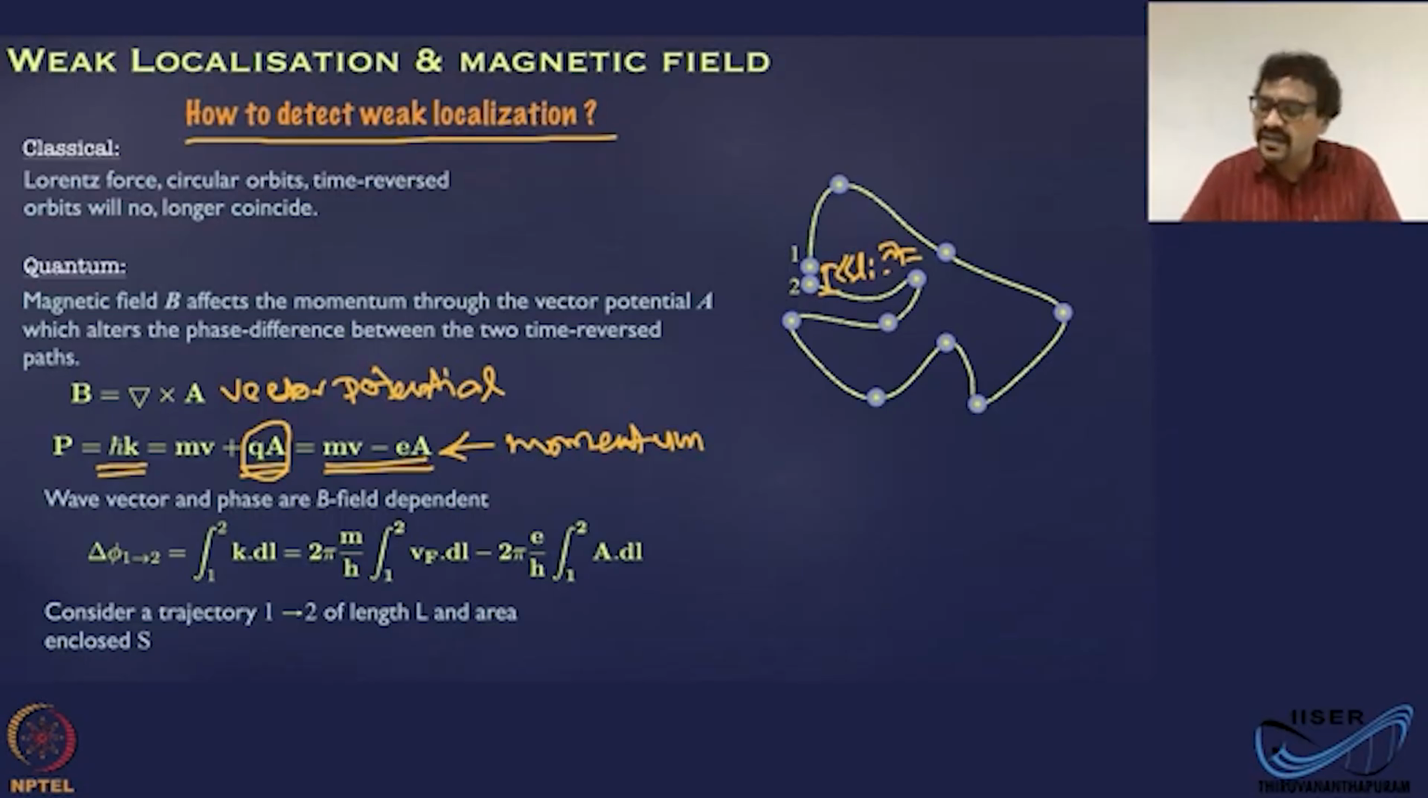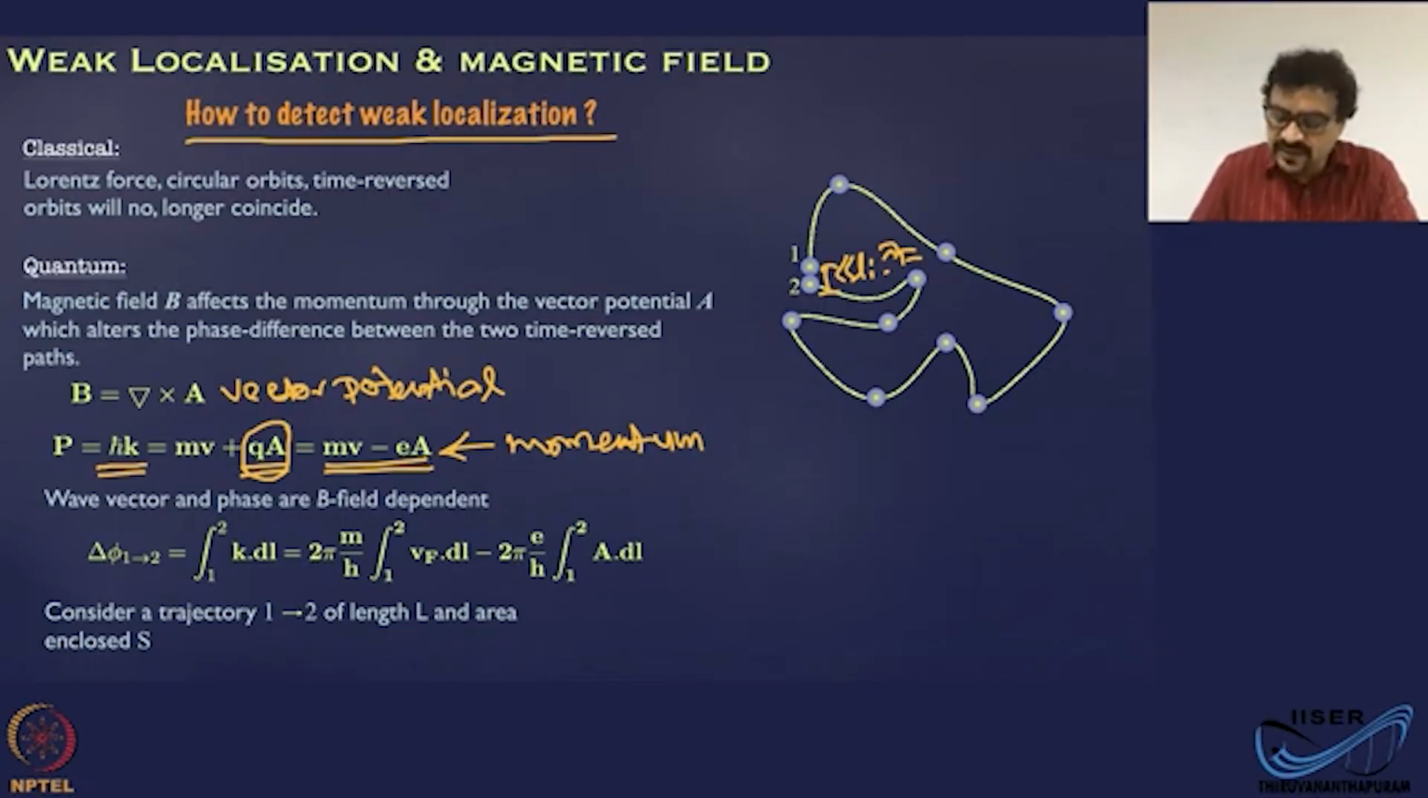And they cannot separately scatter between 1 and 2, because those 2 points are much closer than the elastic mean free path L_i. That is why I drew 1 and 2 separately. But this discussion will be unaffected even if you consider 1 and 2 the same point. Okay, this is a general picture.